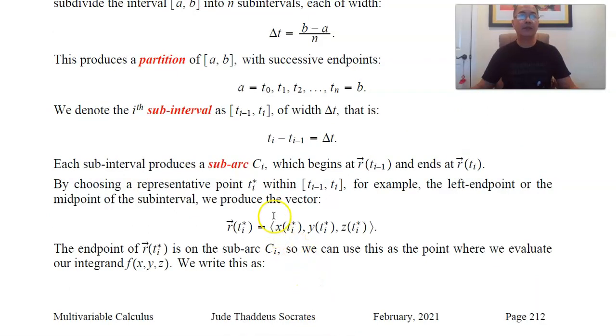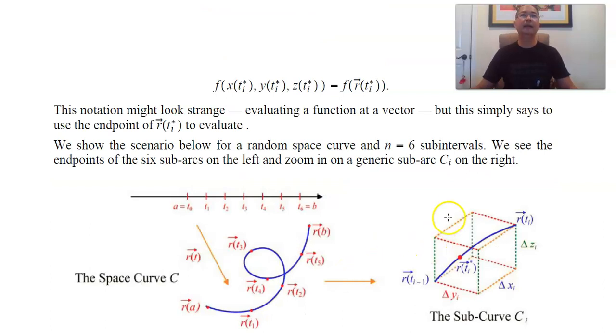Corresponding to this representative point t sub i star, we'll have a point on the actual subcurve, and that's going to be r of t sub i star. Just plug in t sub i star into x, y, and z in our parametrization. Let's look at the picture. Ta-da! For brevity, we will call this point f of r of t sub i star, which looks like a strange notation.